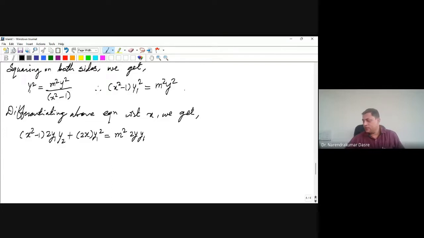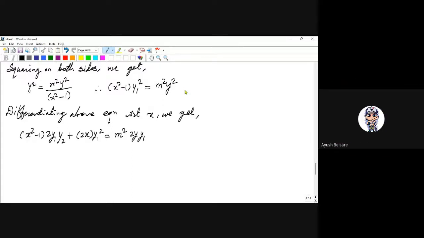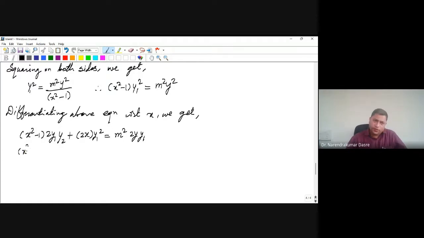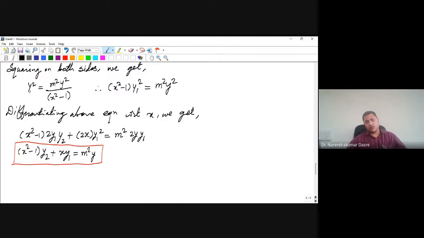Now we can see there is a common term in all the terms. Can you identify? 2y1. 2y1. Yes, exactly. So it is 2y1. So we can cancel 2y1 and we can write this as x square minus 1 into y2 plus xy1 is equal to m square y. Now you can see, this is the expression which is very simple, and then we can find the nth derivative of this equation. Now we wanted yn plus 2, so we have got the second derivative here, so finding the nth derivative will become easier.